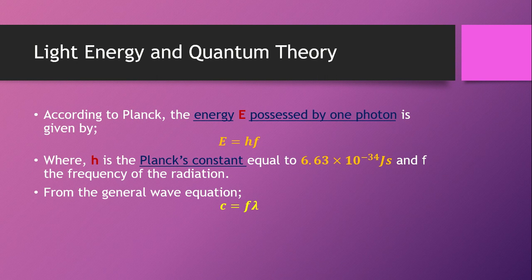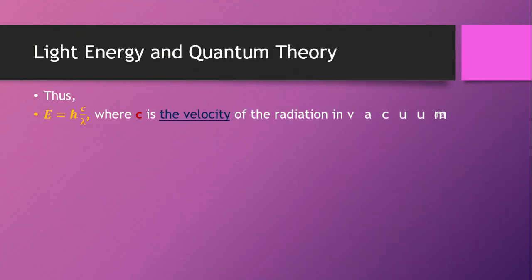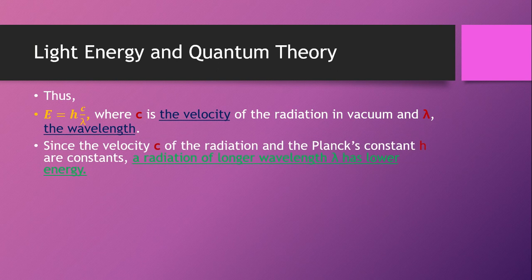So basically, c is the product of frequency and lambda, whereby f is frequency and lambda is wavelength. Hence, we know that frequency equals the speed of light divided by lambda. So substituting this into Planck's equation, you find that E equals hc over lambda, where c is the velocity of the radiation in a vacuum and lambda is the wavelength. Since c and the Planck's constant h are constants, a radiation of longer wavelength lambda has lower energy.